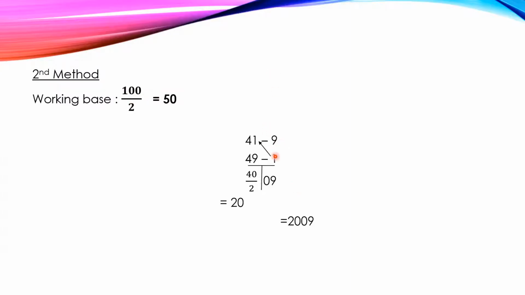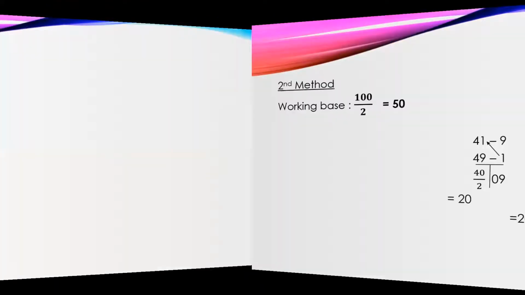So 9 into 1 is equal to 9, because we have to take 2 digits here, so we will write it as 09. Now we have taken our base as 100 by 2, which means when we subtract 1 from 41, we will get 40. Now we will divide it by 2, which will give us 20. So our answer is 2009. So in both the cases, our answer is 2009.